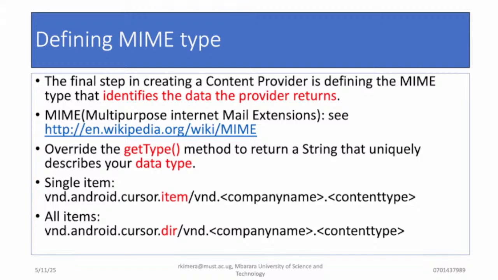Because remember, when you request information from a content provider, you can request all information or just one record. So even when we know the type, to handle the type, we still need to specify what we are calling a get type, which helps us to identify again whether you're retrieving one item or multiple items. And this is also the structure.